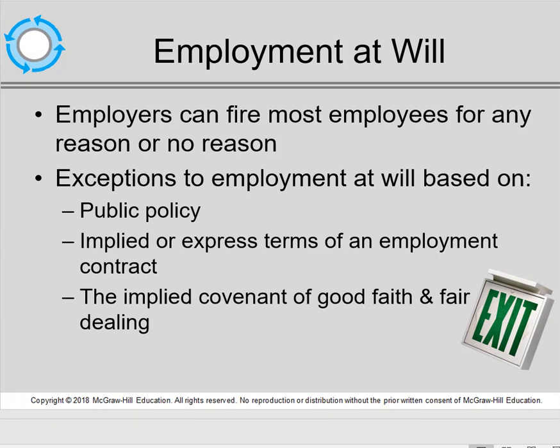The second exception is for an implied contract. That could be found in such things as personnel manuals, handbooks, or during the job interview. Express terms of a contract would be the terms of such things as a collective bargaining agreement. Finally, the third exception is the implied covenant of both good faith and fair dealing. So those are terminations based on such things that have nothing to do with job performance or an ulterior motive. Some courts will recognize this, other courts will not.